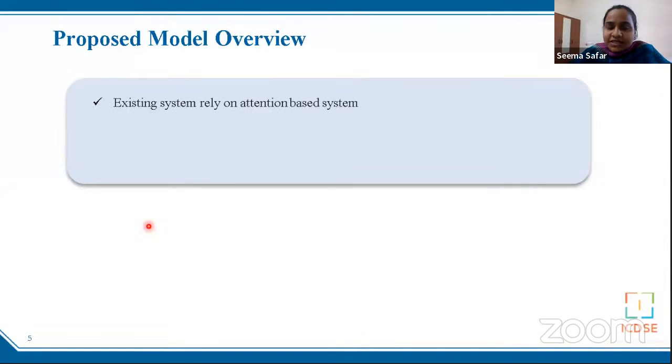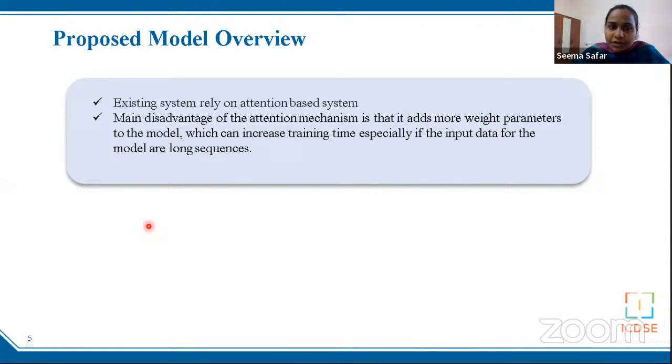From the previous existing systems, what we understood is that most of the systems relied on attention-based models. Now, as we all know, the main disadvantage of an attention mechanism is that as it is adding more and more weight parameters to the model, this can result in increasing the training time when the sequences are going to get longer. So what if we can build a system that can improve the training time, but without compromising the results of the attention-based baseline models?